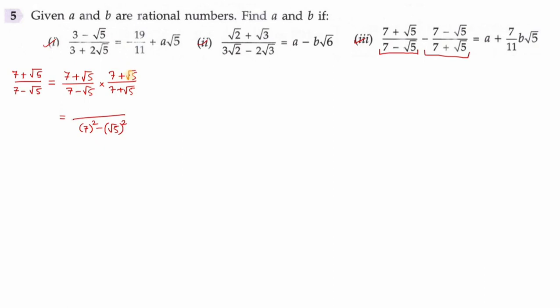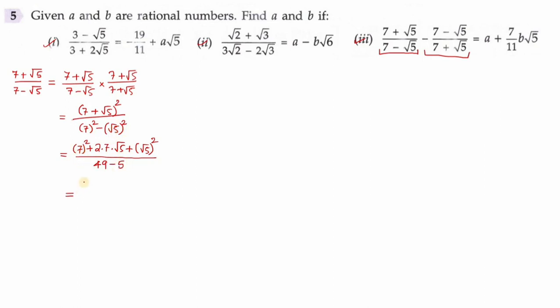If you see the numerator, both of them are the same: 7 plus root 5 into 7 plus root 5. So I can write this as 7 plus root 5 whole square. Then the numerator is in the form of a plus b whole square, so it is a square plus 2 into a into b plus b square, whole divided by, so you have 7 square is 49 minus root 5 square is 5.